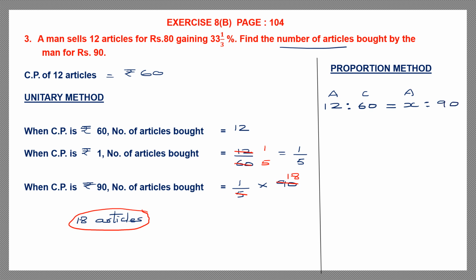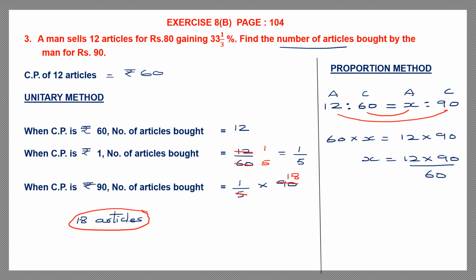Now we have to solve for x. So when we solve for x, we use the formula product of means is equal to product of extremes. That means 60 into x is equal to 12 into 90. So x is equal to 12 into 90 divided by 60.